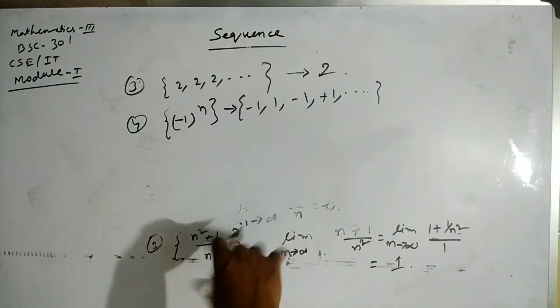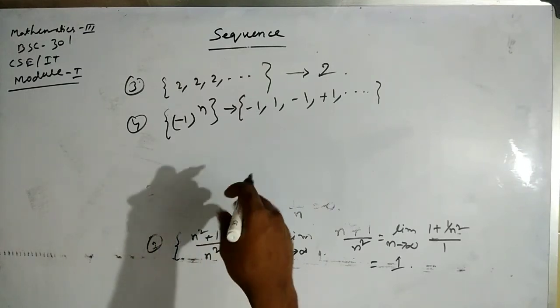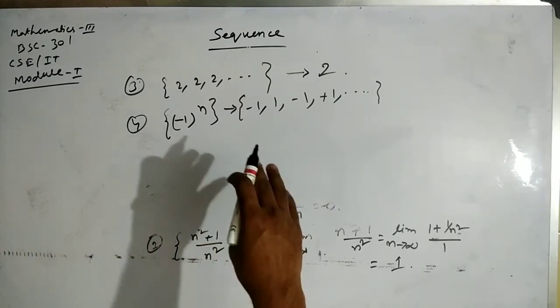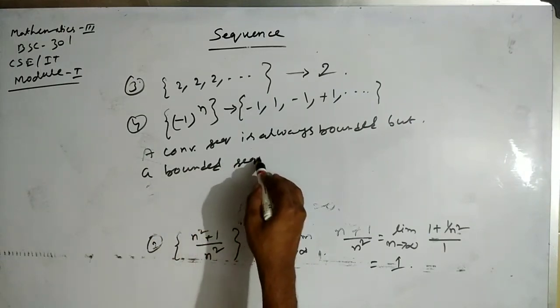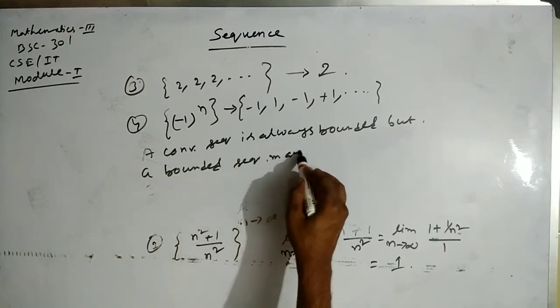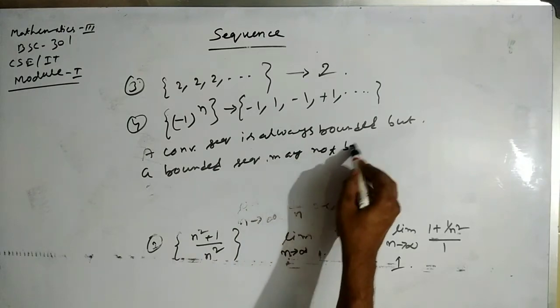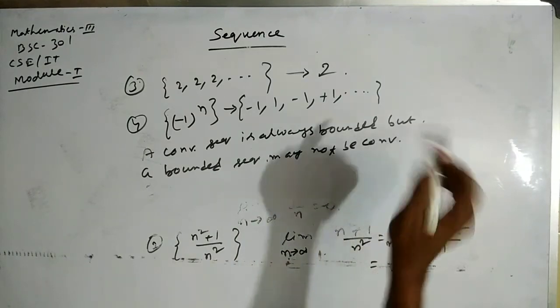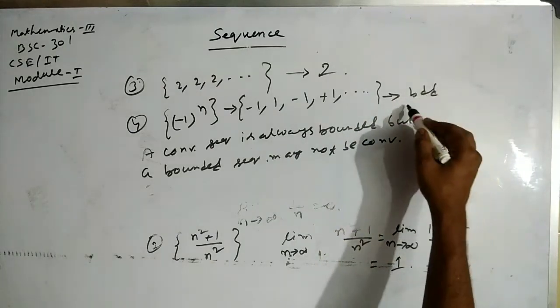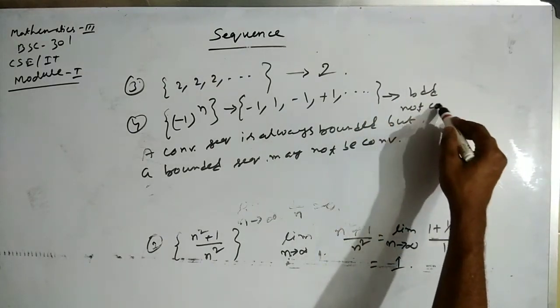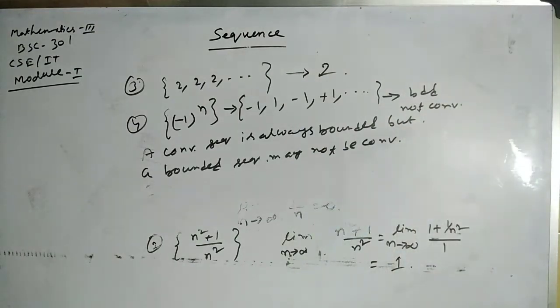But from this example we can say that a bounded sequence may not be convergent, as this is bounded but not convergent. Okay, so this is a very important result.